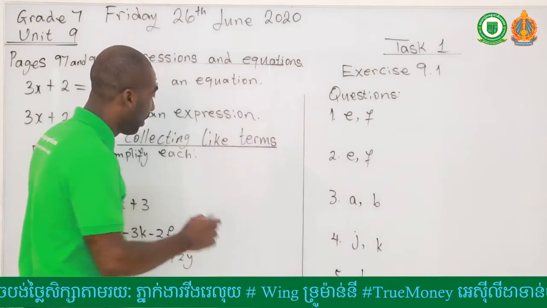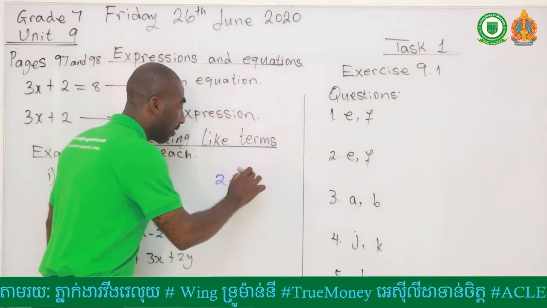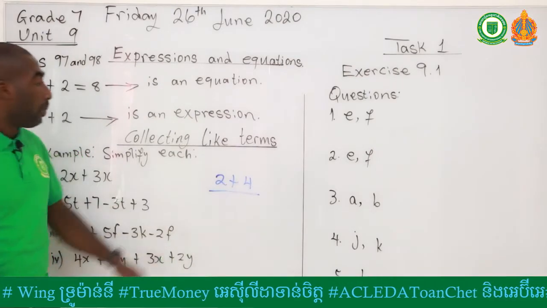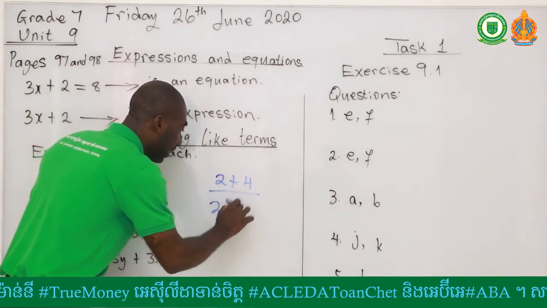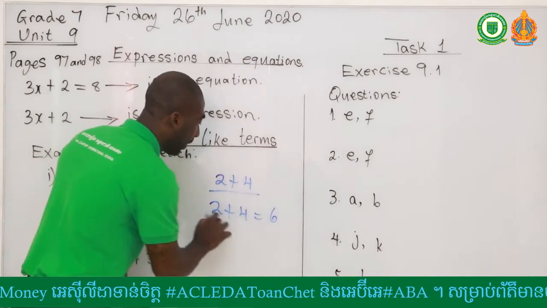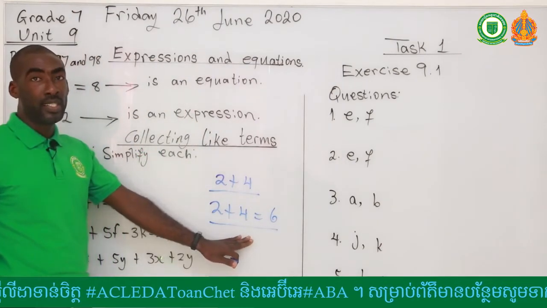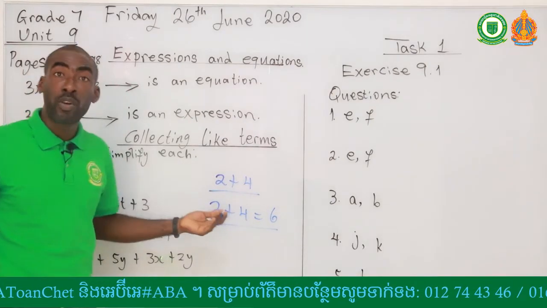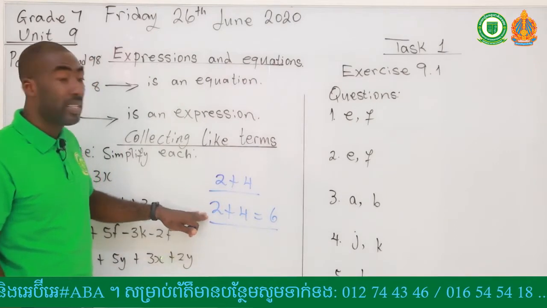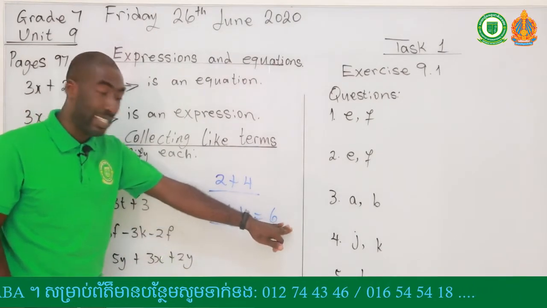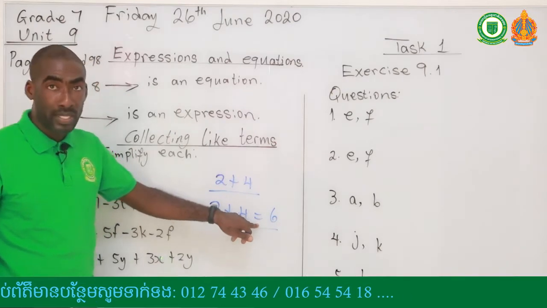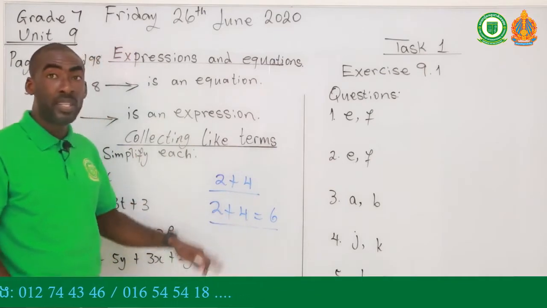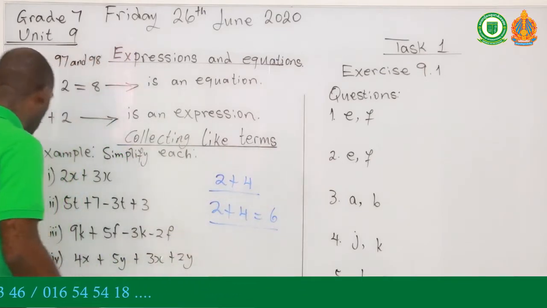Assuming I write 2 plus 4. Okay, so 2 plus 4 becomes an expression, but the moment I say 2 plus 4 equal 6, this becomes an equation. Okay, so the first one is just an expression. You are saying 2 plus 4, okay? But this one is an equation because it comes with an equal sign. 2 plus 4 equal 6. So this becomes an equation and this becomes an expression.